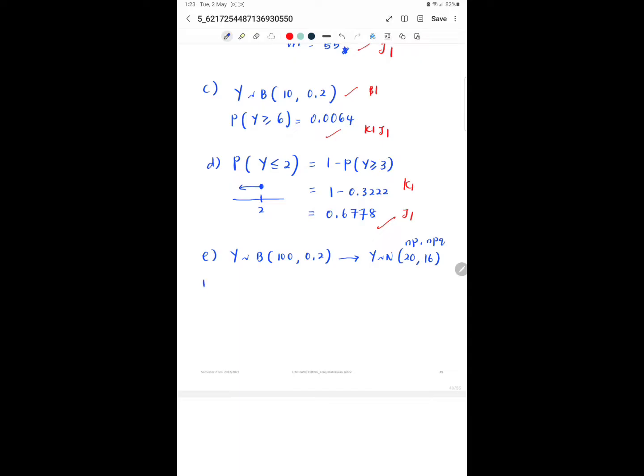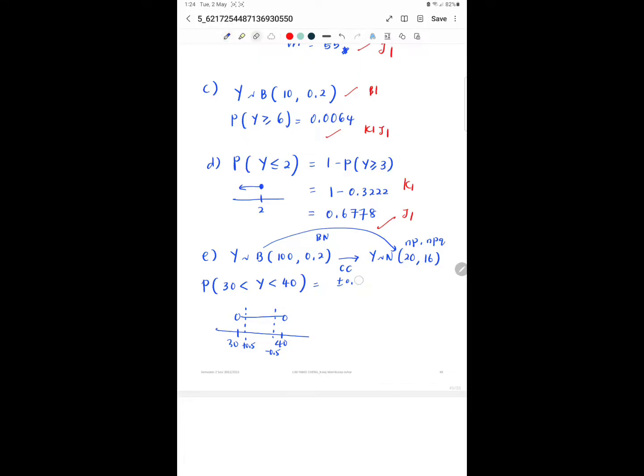First thing first, the question asks to find between. Between means it does not include 30 and 40, so we are going to do the continuity correction. From binomial to normal, we need to do CC, plus or minus 0.5. Since it is between and does not include 30, the continuity correction will be plus 0.5 here. Not including 40 will be minus 0.5.